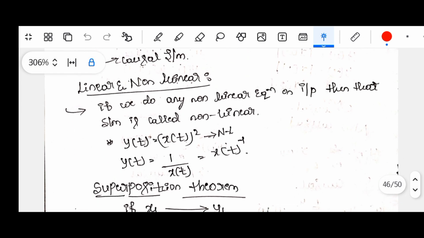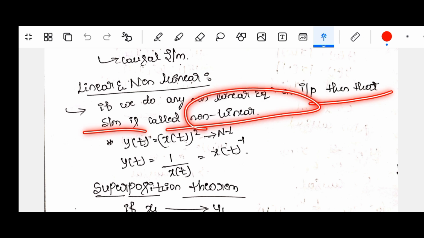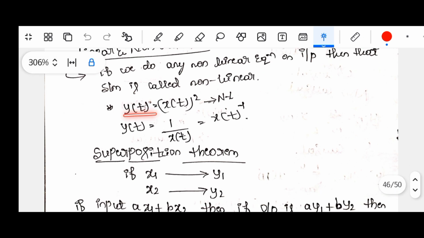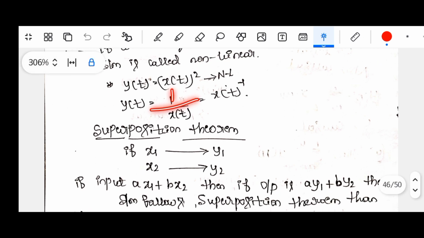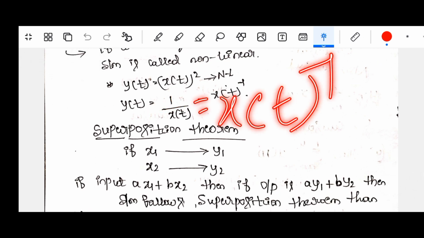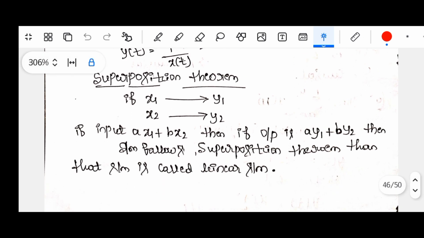Next we will discuss linear and non-linear systems. If we apply any non-linear equation on the input, then that system is called non-linear. y(t) = x(t) whole squared is non-linear. y(t) = 1 divided by x(t) is also non-linear.